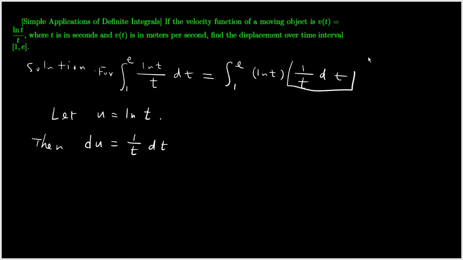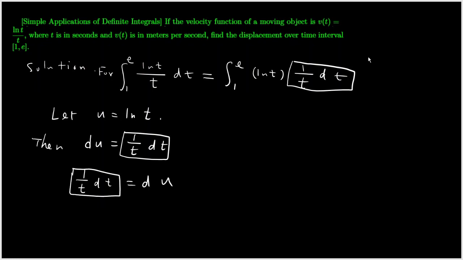Now we treat 1 over t times dt as a whole, and then identify the whole thing in the differential. We want to write 1 over t times dt as a number times du. In this case, 1 over t times dt is just du. This is because we want to evaluate a definite integral, so it's the substitution rule for definite integrals.